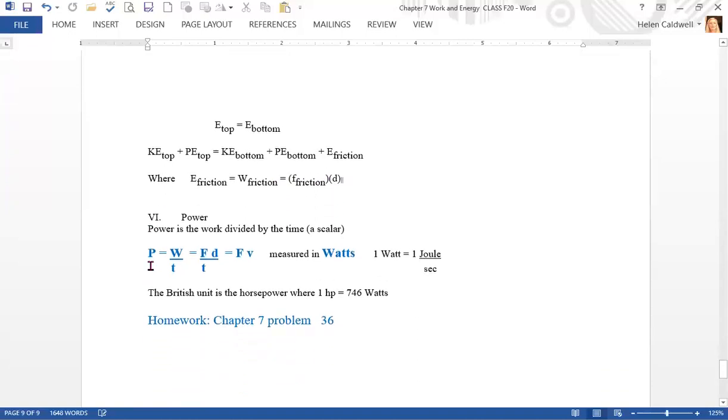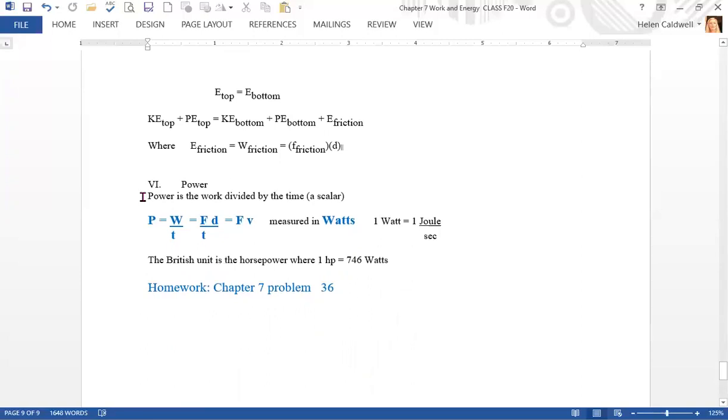Okay, last topic. What is power? In physics, power is work divided by time. We said work is force parallel times distance, so power could also be force parallel times distance over time. But a distance divided by a time is a velocity. It's actually an average velocity. I should put a little bar in there. Power is measured in watts. A watt is a joule per second.